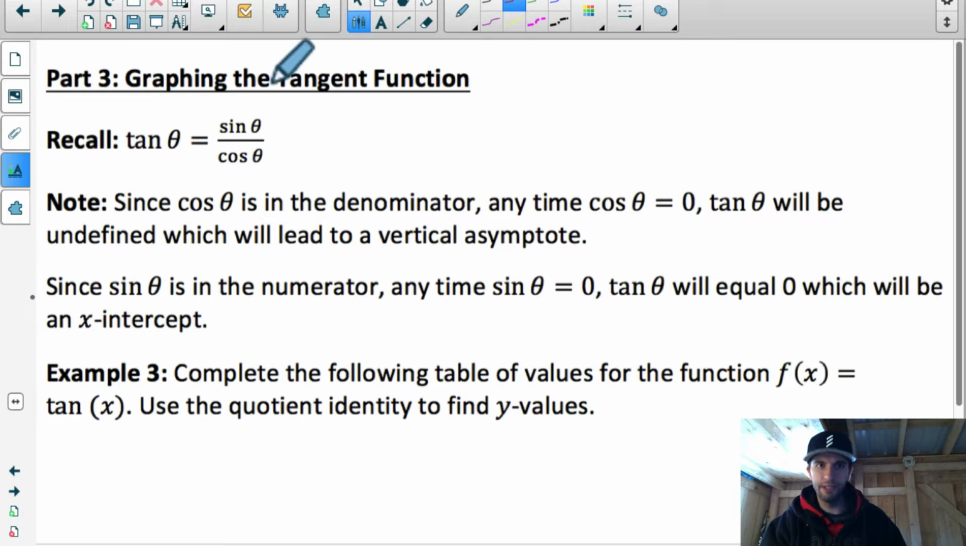Okay, let's do tan. In order to graph tan, the easiest way to do it would be to remember that a tan ratio is equal to a sine ratio over a cosine ratio. That's the quotient identity for tan. So notice this function has a function in the denominator. So anytime a denominator is 0, we know a function is undefined. So tan is undefined whenever cosine is 0.